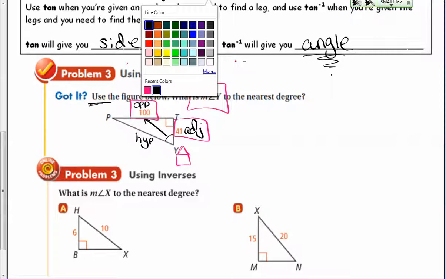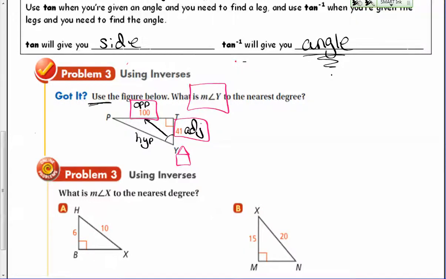I'm going to go to my foldable, just like I have been. So you go to your foldable. This time, I want you to look in the right-hand column of your foldable, where it says to find an angle. You will be looking for the formula that goes with opposite and adjacent.